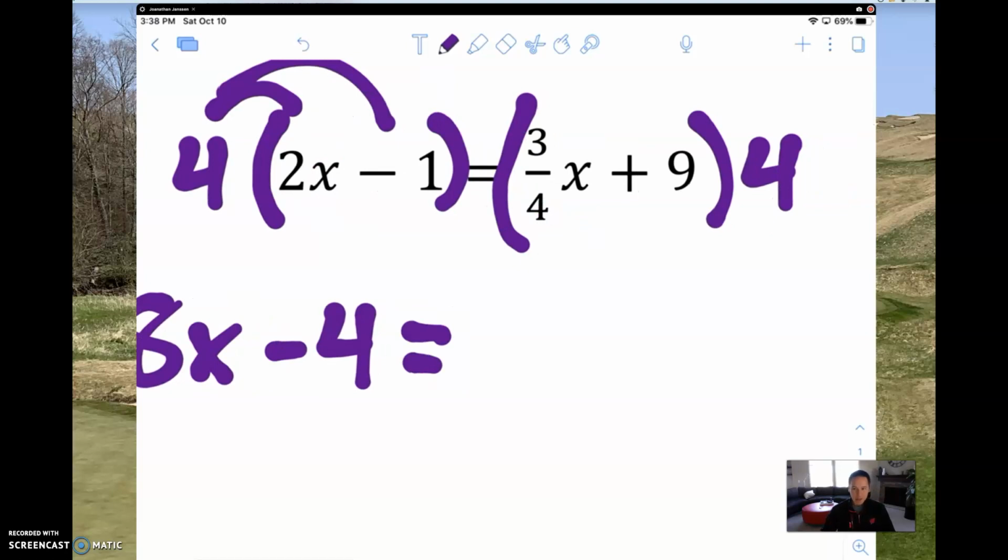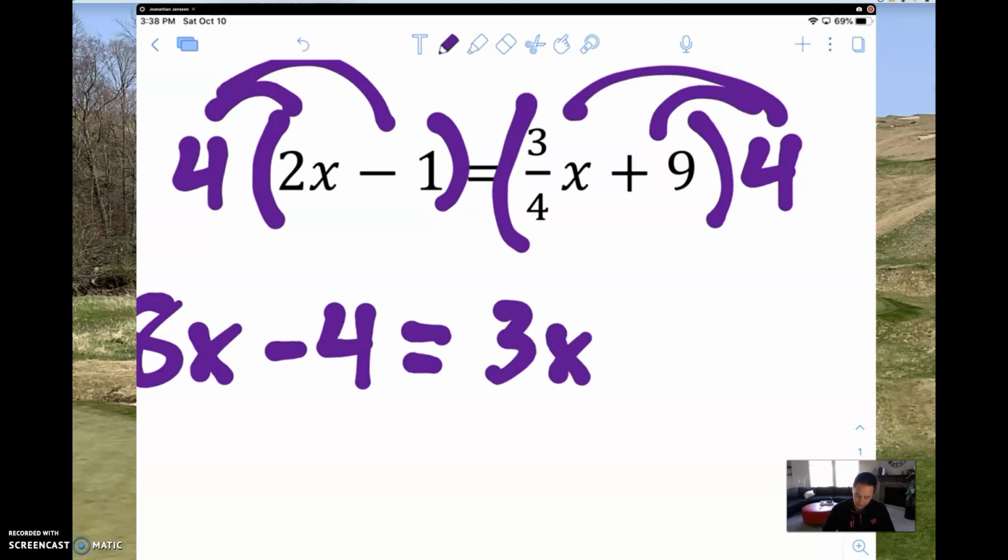And this is where the magic happens. If I take this 4 and distribute it, I'm taking 4 times 3/4 x. When you're dealing with fractions, the top number just means multiply, the bottom just means divide. So 4 times 3 gives you 12. Divide it by 4 is 3. So that becomes 3x, and then 4 times 9 is 36.